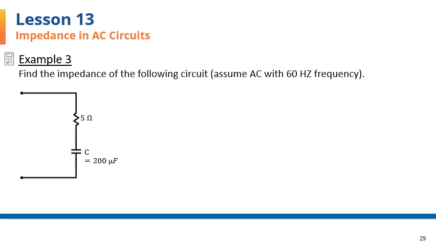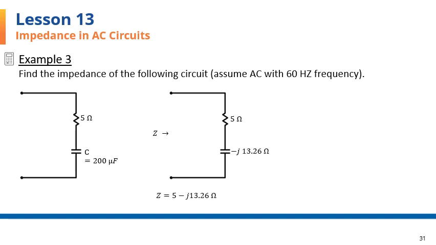This exercise has the resistor and the capacitor of example 1 in series, again using the ohmic value of the capacitor, which was found in example 1. The equivalent impedance would be the sum of the two, which again ends up a complex number. First, I'll show it in its rectangular or Cartesian form, 5 minus J 13.26. And now in polar format, 14.17 ohms with negative 69.34 degrees.